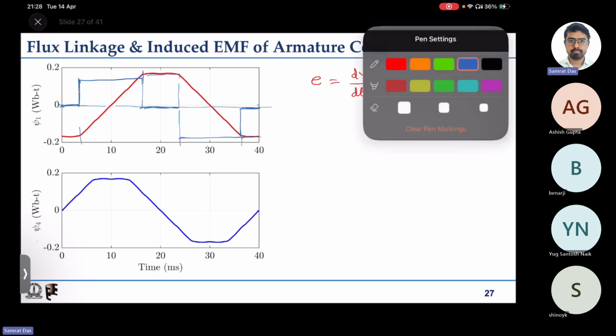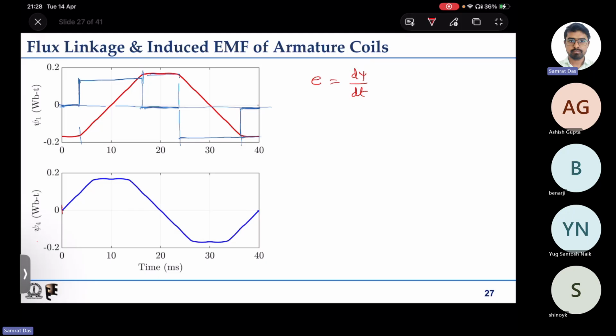Similarly, that can be plotted for this coil 4 also. This is the rising portion, you will have positive induced EMF, then zero induced EMF between these two, then some negative induced EMF between these 2 points, again some zero induced EMF between these 2 points, again some positive induced EMF will start and continue like this. So these are the induced EMFs of these two coils.